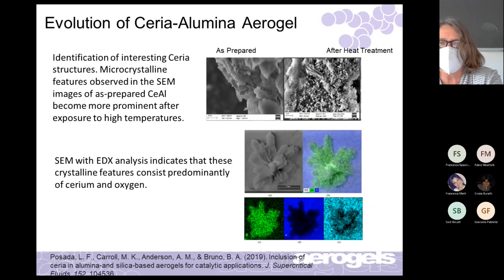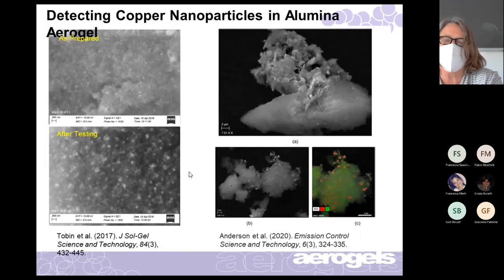This is one more of the SEM, and these are copper alumina aerogels prepared using a copper salt. So we make the alumina wet gel, and then we soak it in a solution that contains copper, and then the copper infiltrates. And well, that's what we think happens. So we used SEM to tell us what happened.